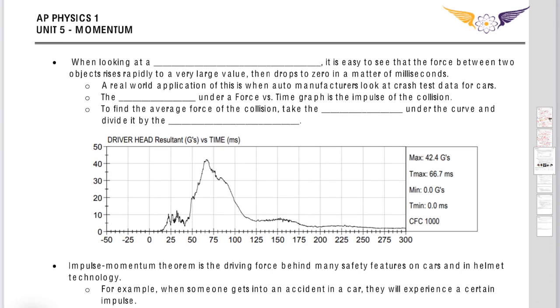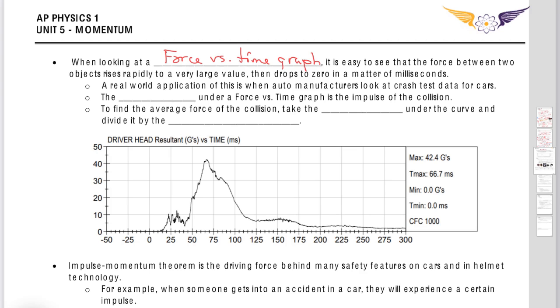Oftentimes in a lab setting, you're going to graph a force versus time graph. And it is easy to see how the force between two objects rises rapidly to a very large value and then drops to 0 in a matter of milliseconds. Now, one real-world application for this is crash test data for cars.